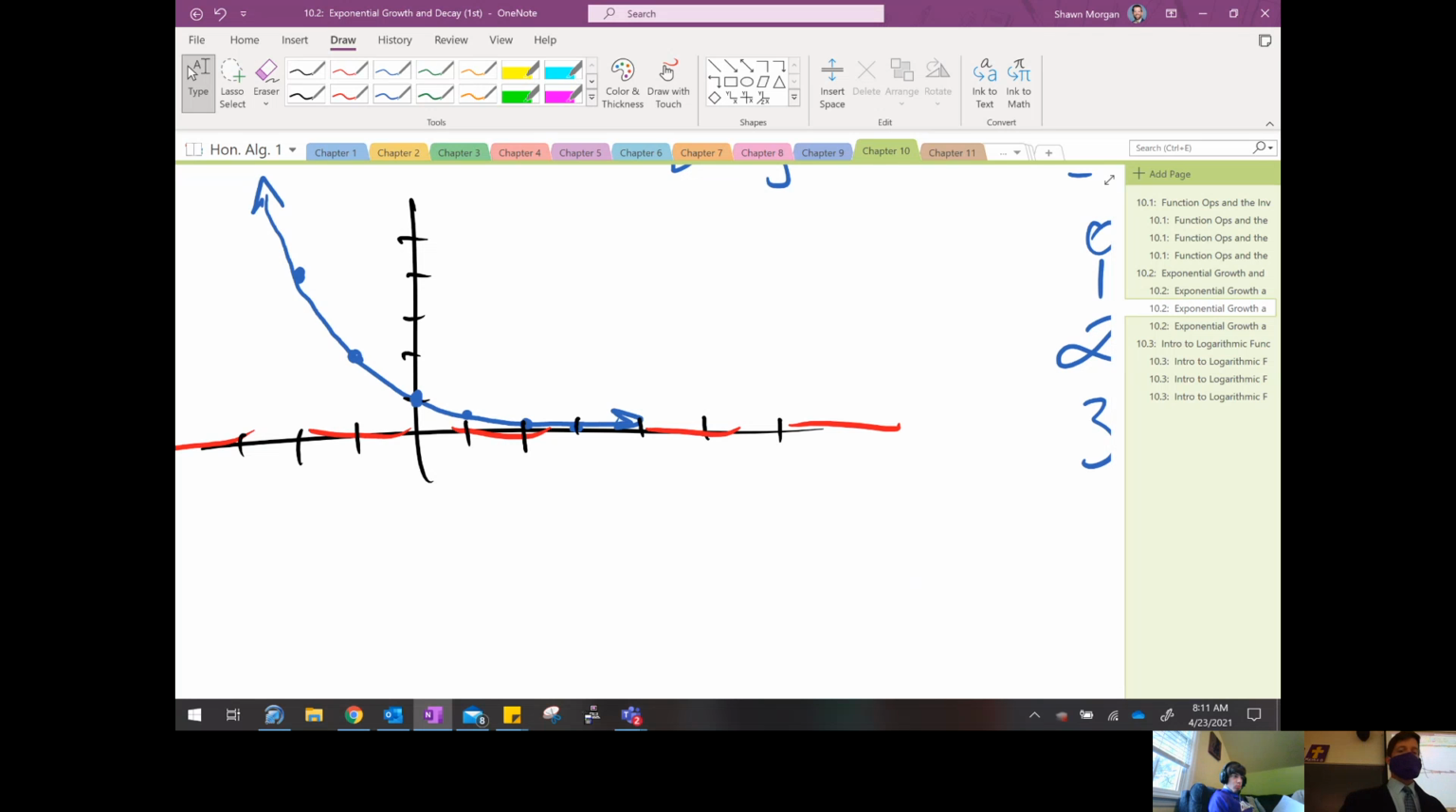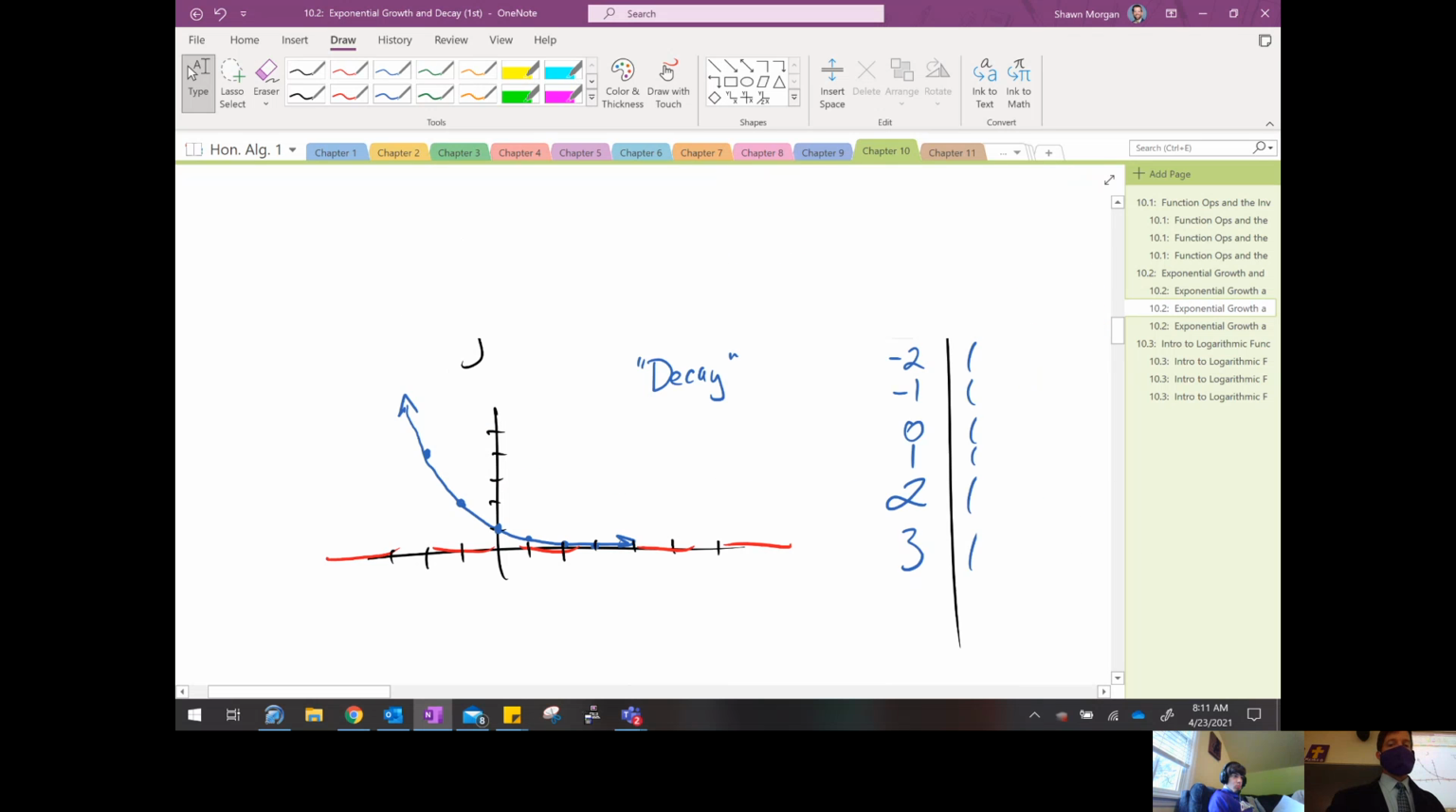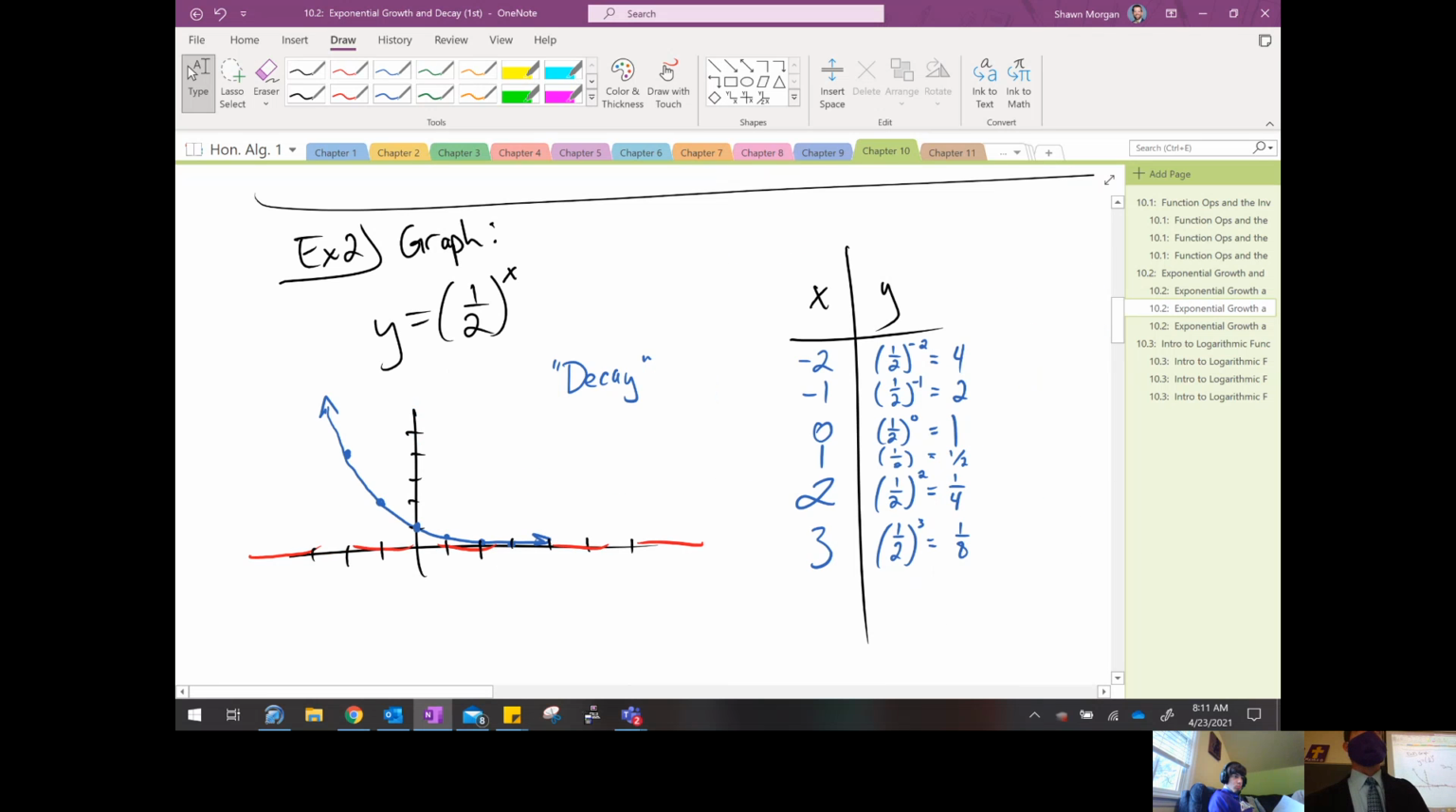Right. Jacob, what would tell you that you have a function with exponential decay? All right, so beautiful. That's a very important question. If you didn't hear what Jacob said, I'm going to reiterate it. He said, what would tell you that your function is an exponential decay function?